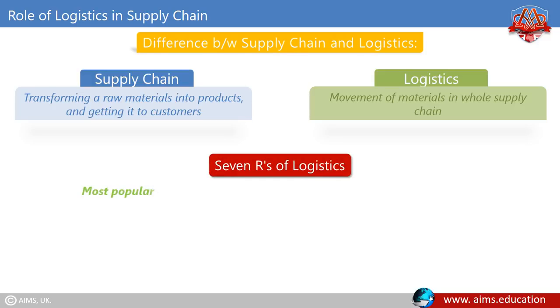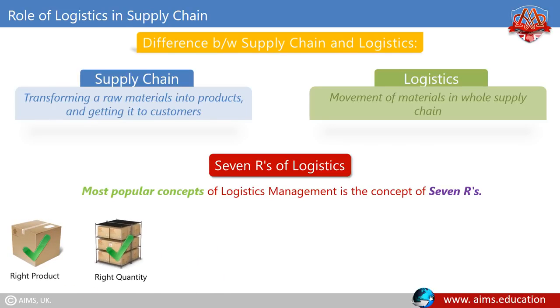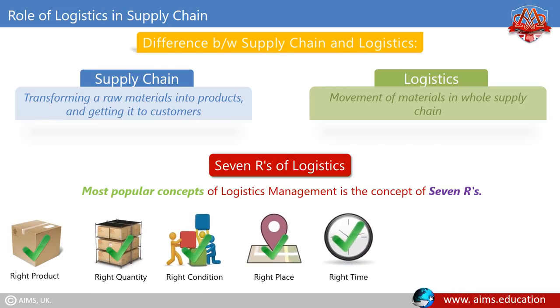The most popular concept of logistics management is the concept of the 7 R's. It is concerned with getting the right product in the right quantity, in the right condition, at the right place, at the right time, to the right customer, and at the right price.